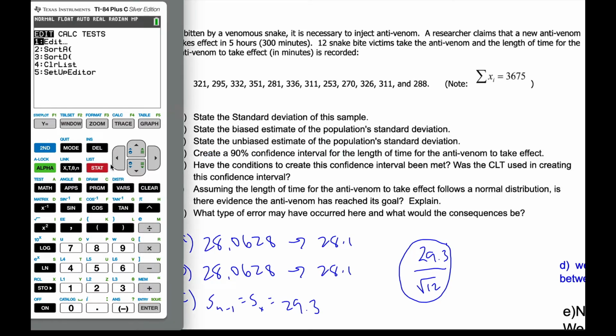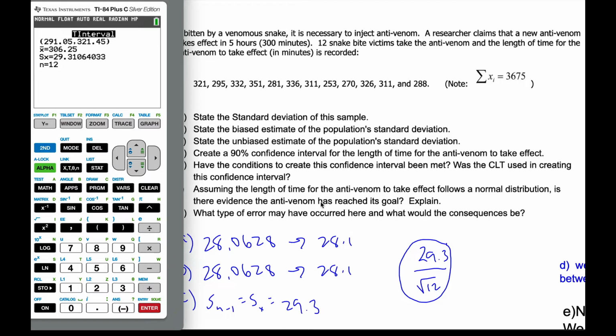Okay, and D part says create a 90% confidence interval. So if I then go to my stat, I'm going to test. It is a t-test because I do not know the actual standard deviation. I'm going to do an 8, a t interval, because the true standard deviation I do not know. I only know the unbiased estimate, which is 29.3. I have my data there. I want a 90% confidence interval, so I am good for everything, and I get this.